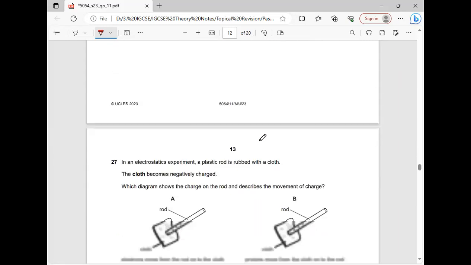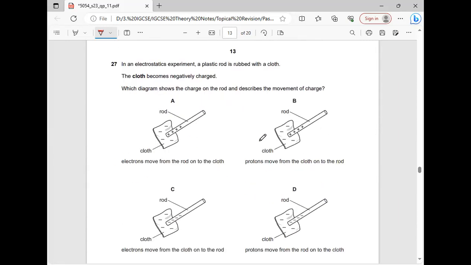Let's move towards the next question. This question is related to static electricity. In an electrostatic experiment, a plastic rod is rubbed with cloth. Both are insulators. The cloth becomes negatively charged. Which diagram shows the charge on the rod and describes the movement of the charge? In these types of questions, we will only consider the movement of electrons. Only electrons move. Never ever select the option in which protons or nucleus move.